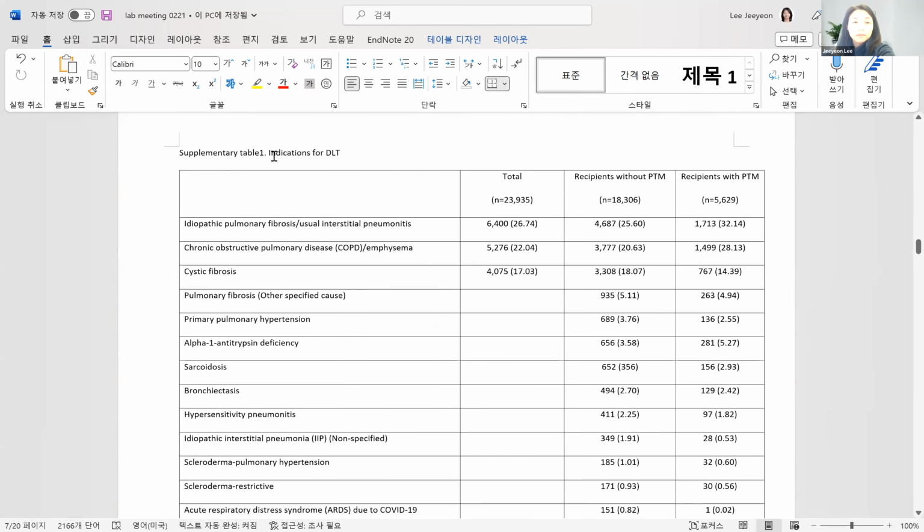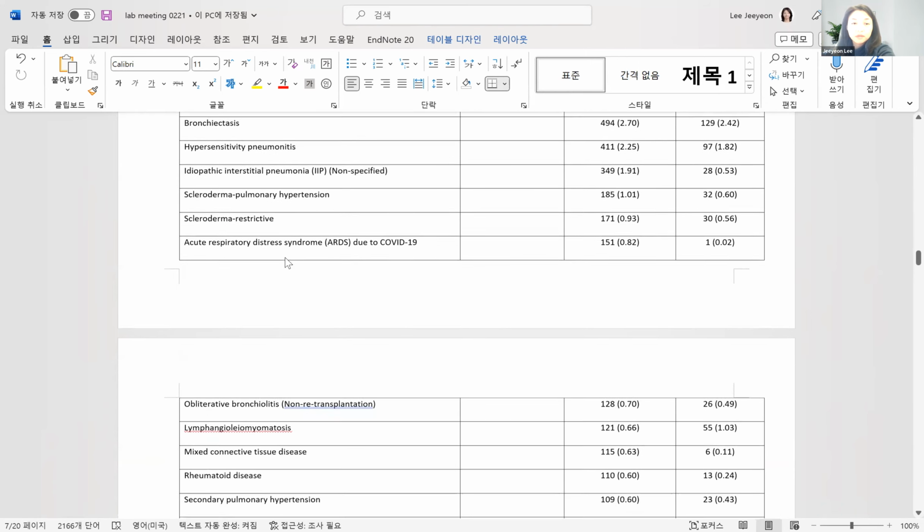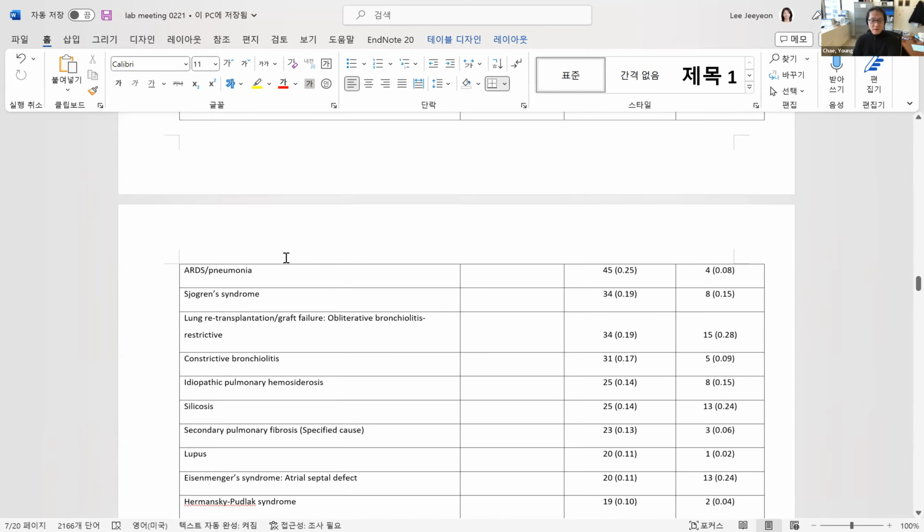And this is a supplementary table, but for the indication for lung transplantation, the most common indication was idiopathic pulmonary fibrosis, usually interstitial pneumonitis. The second was COPD and emphysema. The third was cystic fibrosis. And this table should be supplementary. This is not important in this article. Okay.